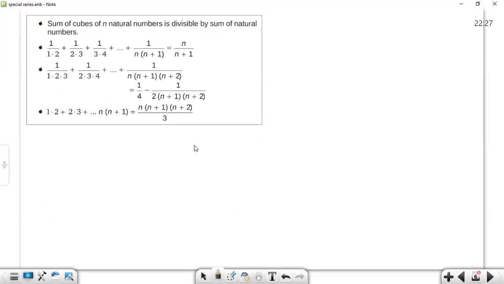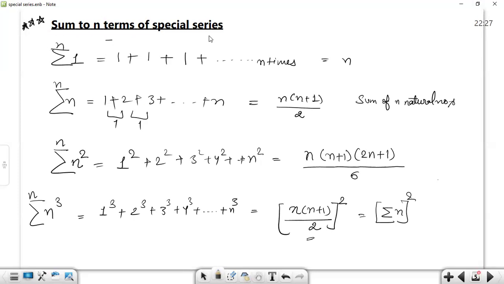Okay, so as we have discussed the sum of n terms of special series, like the sum of ones n times becomes n, very natural. Sum of n natural numbers. Sum of squares of the first n natural numbers is given by n into n plus 1 into 2n plus 1 divided by 6. Please remember it tactfully.